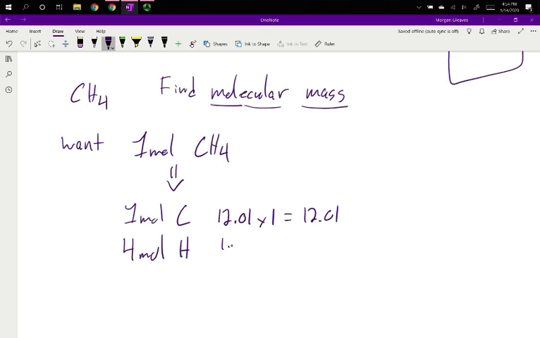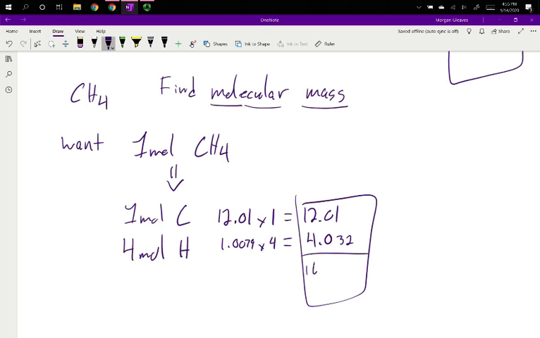Hydrogen is 1.0079 times 4. I'm going to roughly estimate that, so that's going to be 4.032-ish. That's a little rounded, but that's about what it'll be for the total of all the hydrogens. Add them together, and I'm going to get 16.042 grams per mole. Methane is 16.042 grams in 1 mole.